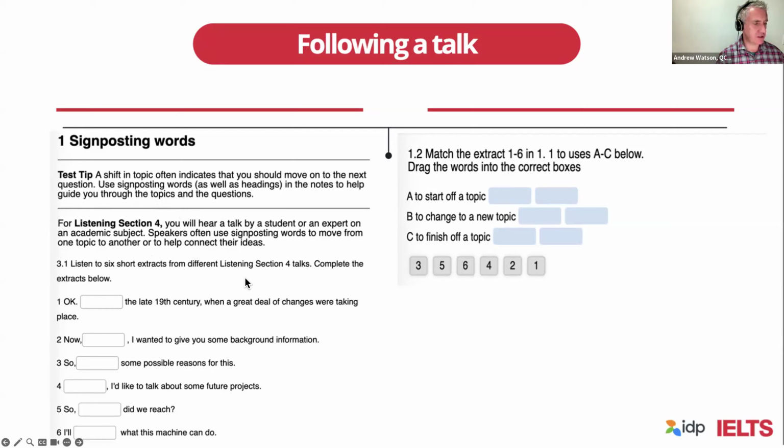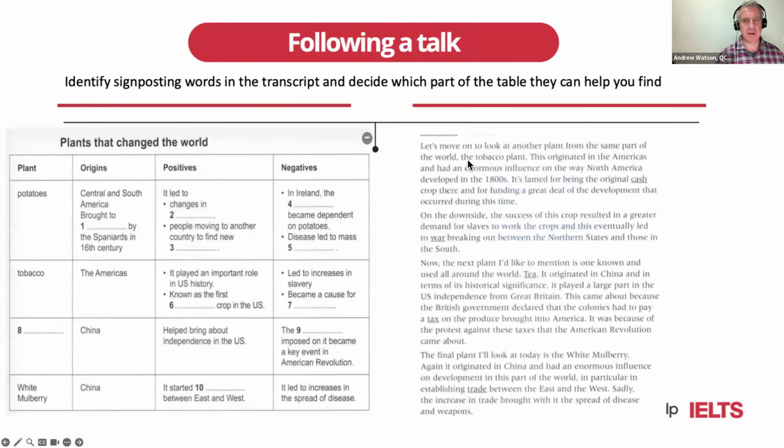Speakers in these types of talks often use signposting words like, let's move on. So you can get them to identify the signposting words in the talk, like this one, let's move on to look at. Are there any others that you can see?